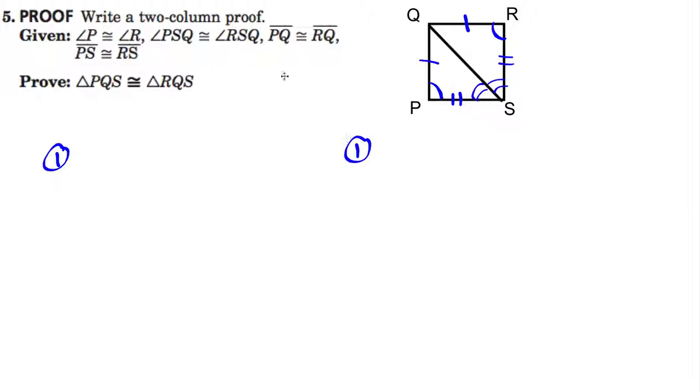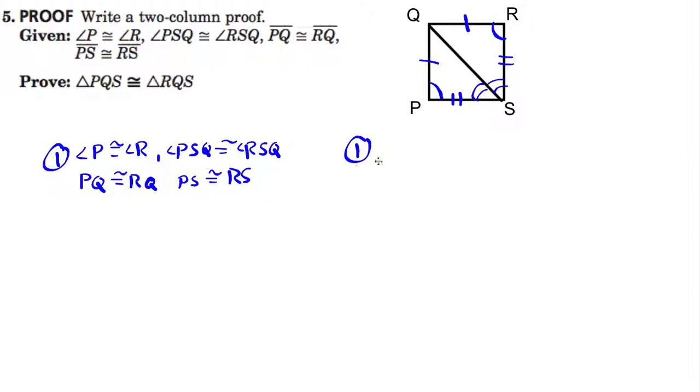Well, let's start with the given. So angle P is congruent to angle R. Angle PSQ is congruent to angle RSQ. PQ is congruent to RQ, and PS is congruent to RS, and that's all given.